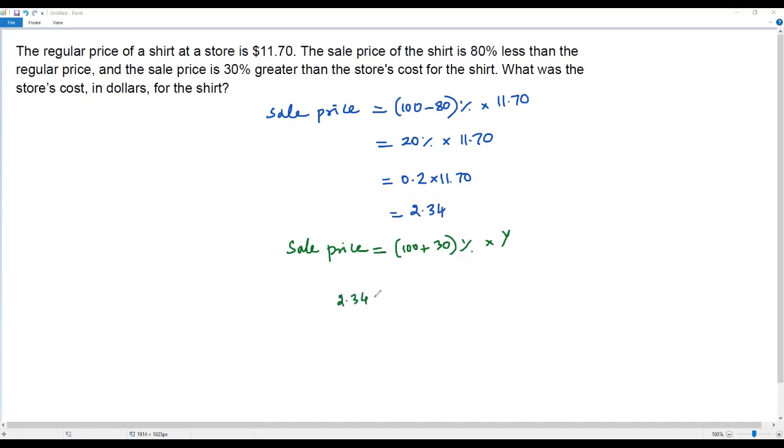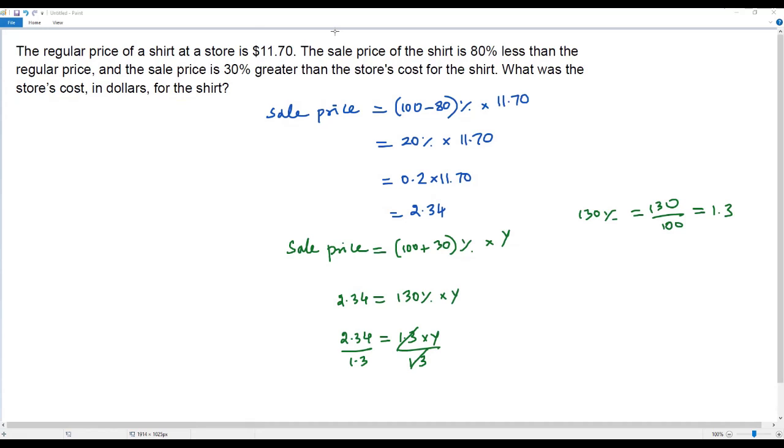Then we get 2.34 equals 130% times Y. When I convert this percentage to a decimal, that is 130% equals 130 divided by 100, I'm getting 1.3 times Y. Our aim is to get the value of Y, which gives the store's cost in dollars for the shirt. Let me divide both sides by 1.3 to solve for Y. So let's cancel this 1.3 and 1.3. Okay, now let me divide 2.34 by 1.3.